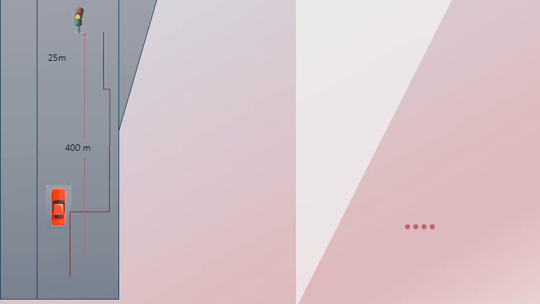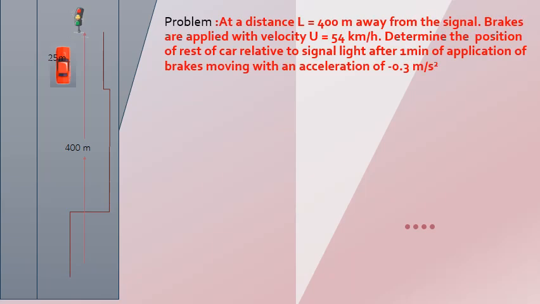Say the car is moving towards the signal light, applying the brakes. It stopped before the signal. Our question is the distance L, let it be 400 meters. Initially the car is moving with 54 kmph before applying the brakes. Then he starts applying the brakes, and it stops after some time. We don't know the time, we have to calculate. And after 1 minute, what may be the position of the car from the signal light, that we have to find out. So first of all we have to find out the time and also the position of the car.